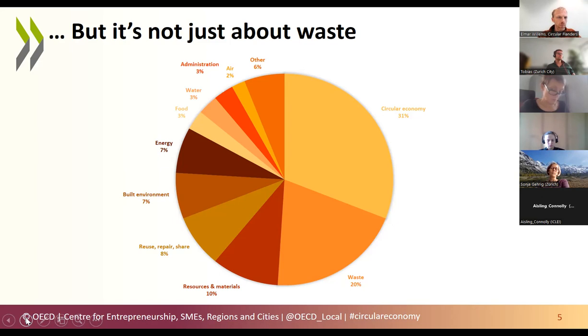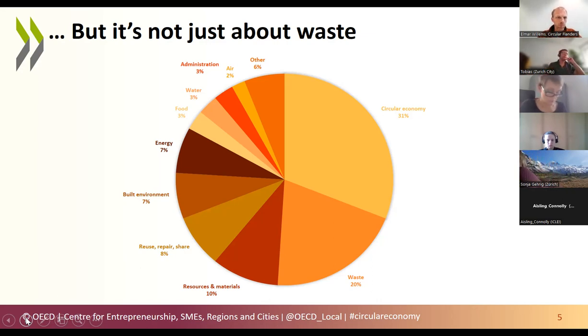Then we had fewer indicators in terms of the use of material or material extraction, and few indicators on more circular economy related topics like sharing, repairing, and so on. And then we had really key sectors like built environment, which usually were linked to the waste from the built environment sector, energy, food, water, and so on.